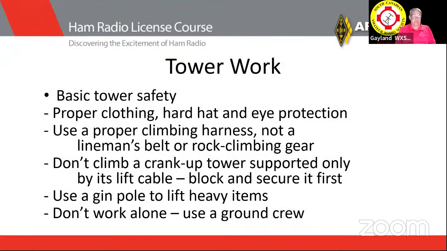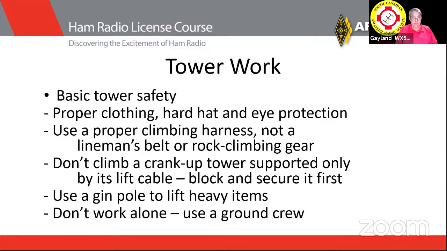Towers. I'm hopefully getting ready to install a new tower at my house. I hope I get it. You got to be smart. You need to wear your proper clothing, hard hats, eye protection, because particularly if you got somebody helping you on the ground. If I'm on top of the tower, and my wife's down below and I drop something, yeah, I don't want to be that person.